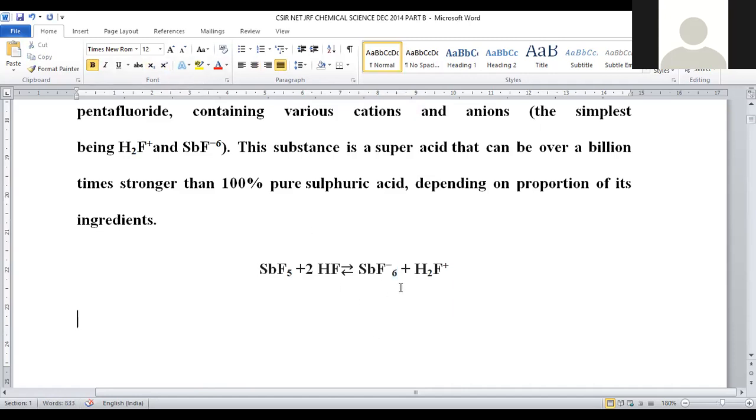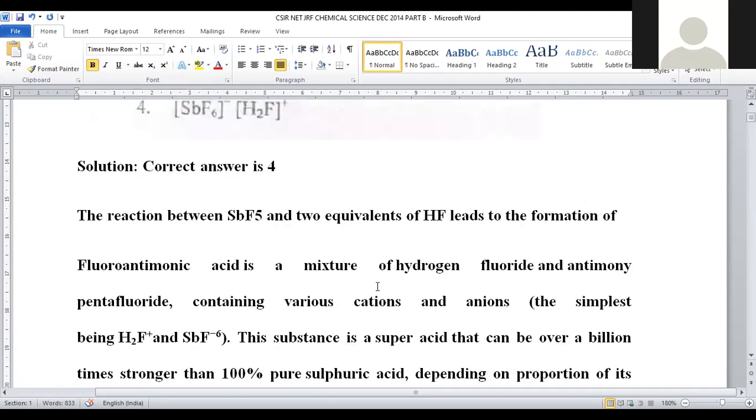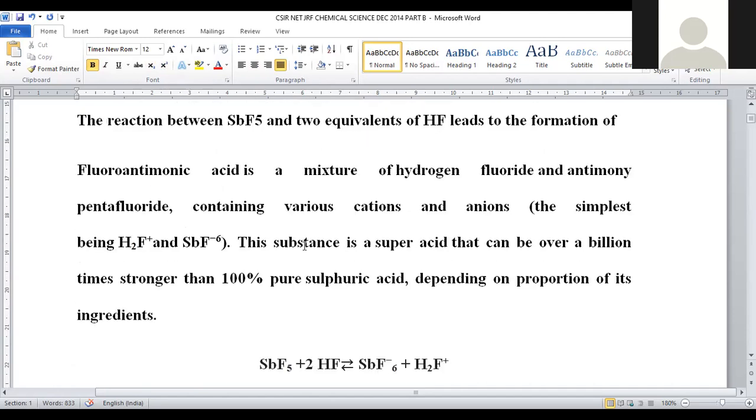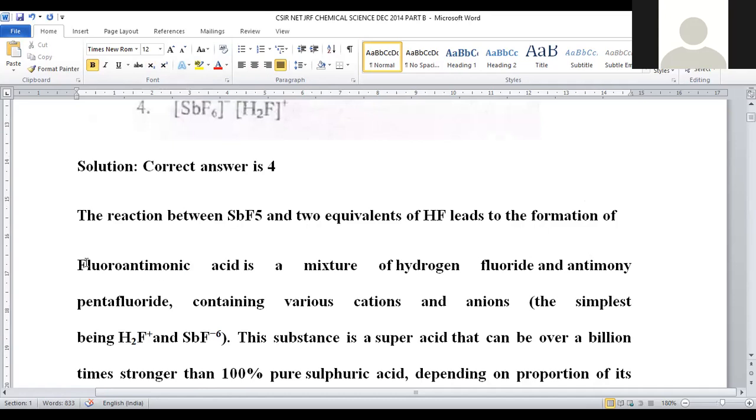Right. Stibium hexafluoride, and with two moles of HF, it turns into H2F positive, because of the loss of F minus, hence it is converted into a positively charged ion. Right. So in this manner, we got the product which is known as fluoroantimonic acid.